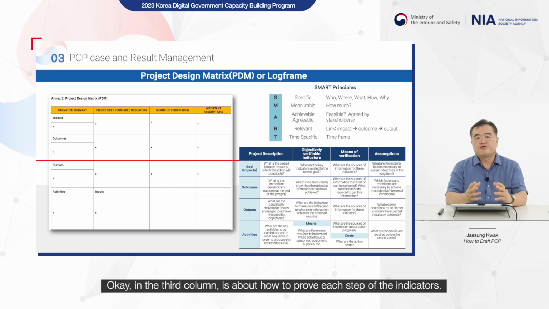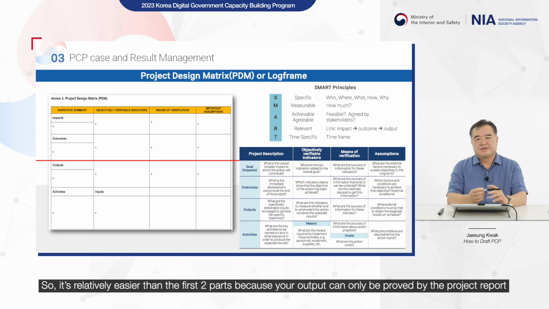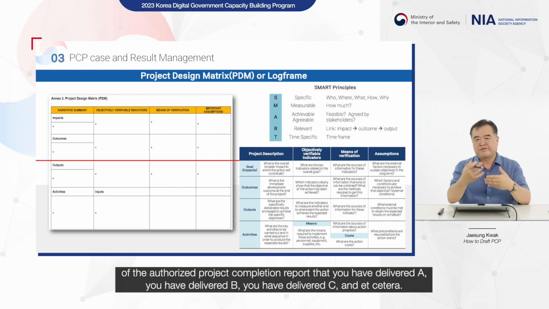Okay, and the third column is about how to prove each step of the indicators. So it's relatively easier than the first two parts because your output can only be proved with or by the project report, or probably the authorized project completion report. Then you have delivered A, you have delivered B, you have delivered C, and so on.